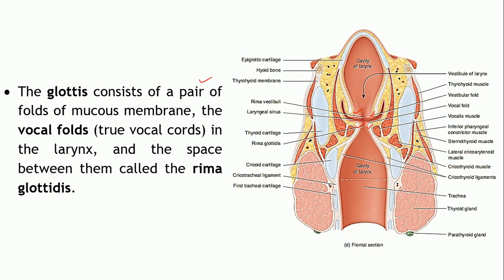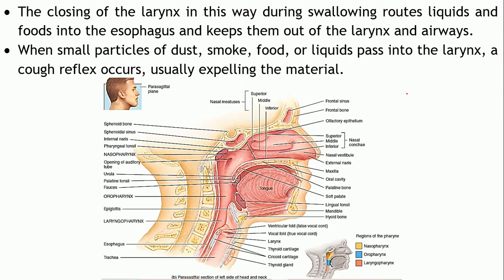So, epiglottis closes off this glottis. Glottis comprises these folds, this particular part. Okay, so it closes off the space in between them. The space in between these folds is known as rima glottidis. So, this particular space is closed off. Okay, so the cavity of the larynx, which was open earlier, will close off. Okay, so this picture will make it more clear.